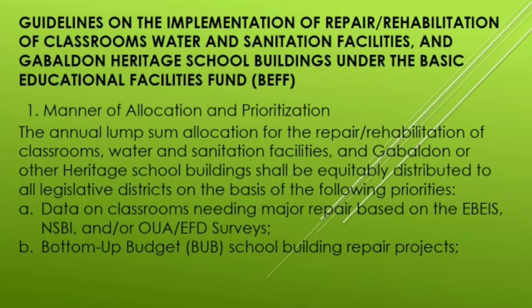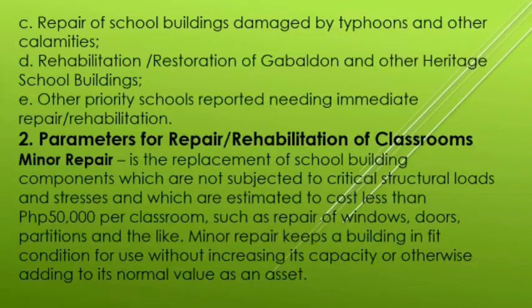The annual lump sum allocation for the repair or rehabilitation of the classrooms, water and sanitation facilities, and Gabaldon or other heritage school buildings shall be equitably distributed to all legislative districts on the basis of the following priorities. A. Data on classrooms needing major repair based on the EBEIS and NSBI and or OUA or EFD surveys. Then the Bottom-Up Budget or the BUB school building repair projects. So repair of school buildings damaged by typhoons and other calamities will also be granted for repair.